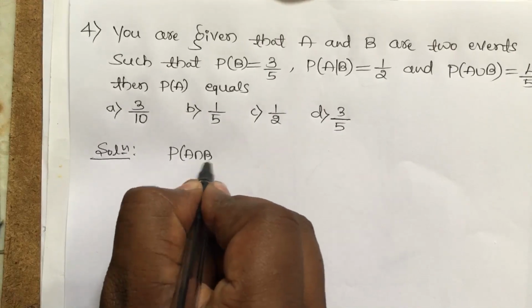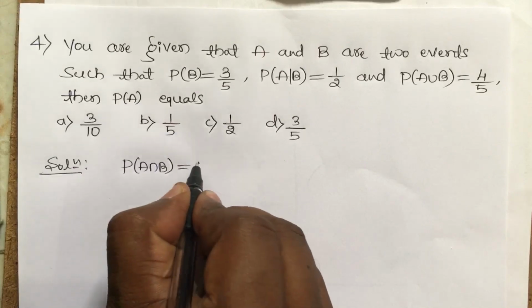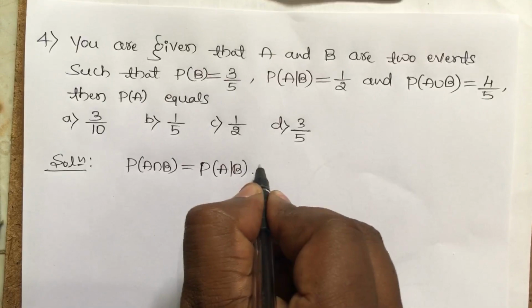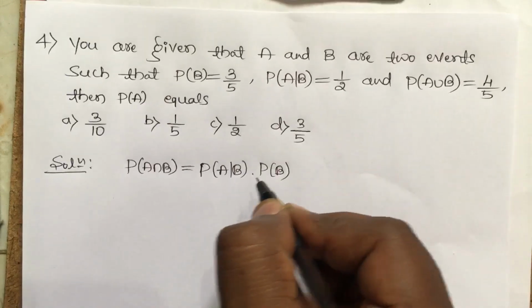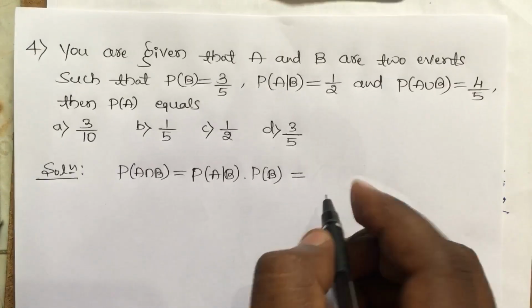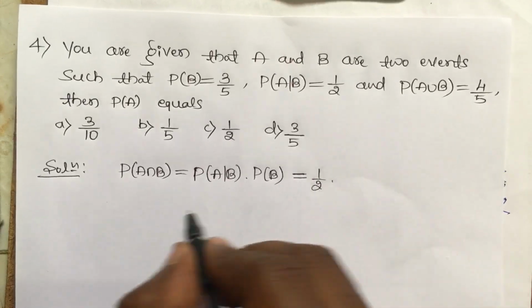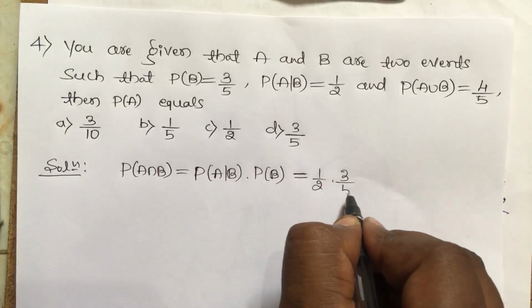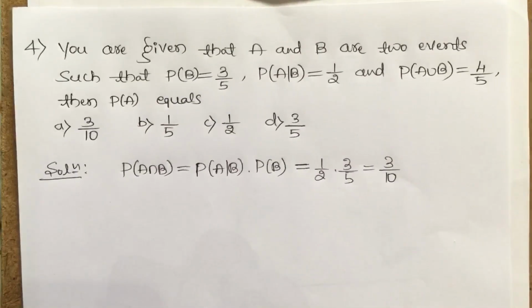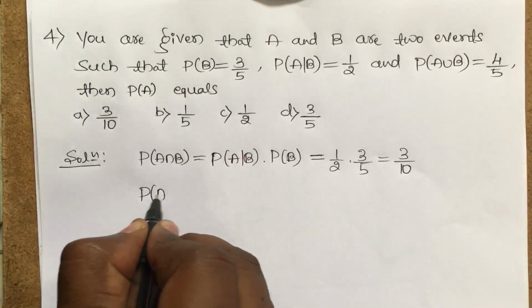P of A intersection B is equal to P of A by B into P of B. What is P of A by B here? It is 1 by 2 into P of B, which is 3 by 5. So this will be 3 divided by 10. Now we will go for P of A union B.